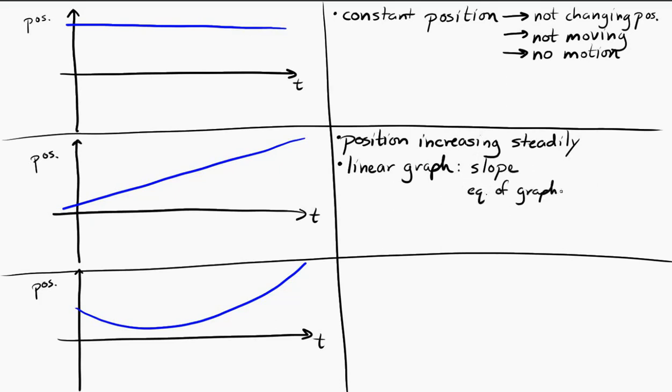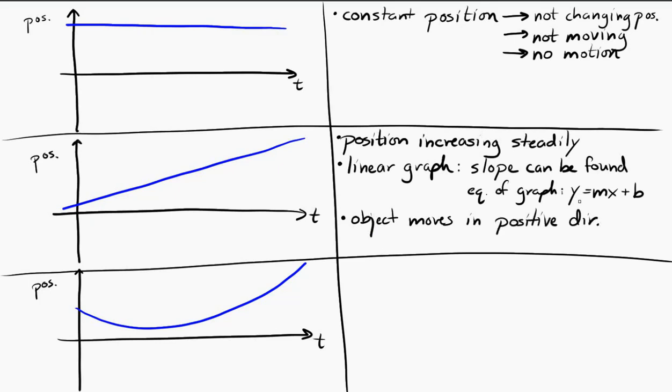So this graph is kind of nice because all that stuff you learned about lines and algebra, you could apply to this. But in terms of what's actually happening, the object is changing its position to always be more positive. The position is becoming more and more positive. So in other words, the object is moving in the positive direction for this graph. And it's moving in a consistent way at a steady pace.